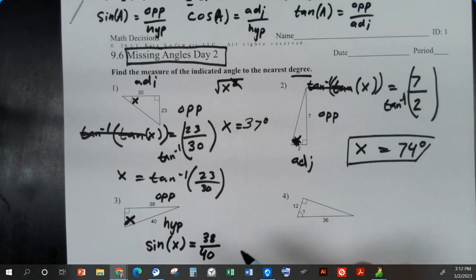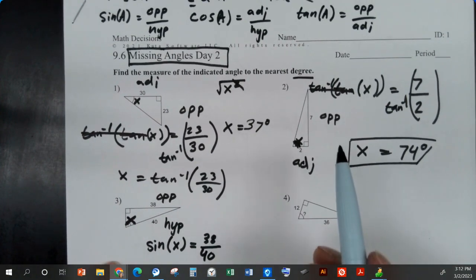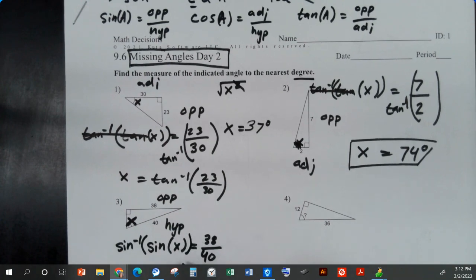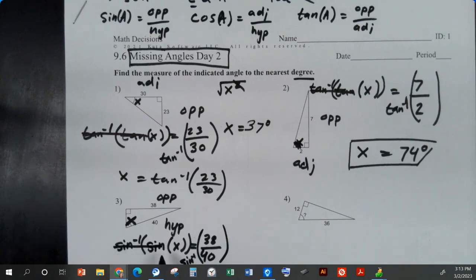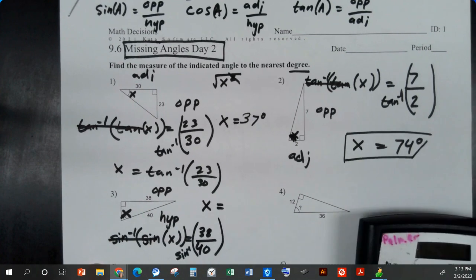And then we need to get rid of sine. So just like above, we did the inverse tangent, there's also an inverse sine. So we're going to do inverse sine here and inverse sine over here. So the sine inverse cancels with sine. That gives us x on the left. And then sine inverse of this on the right. So we just type that in.